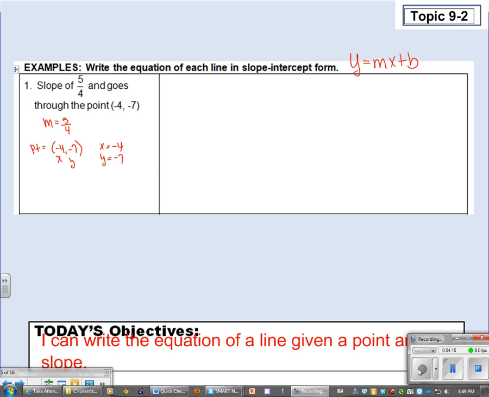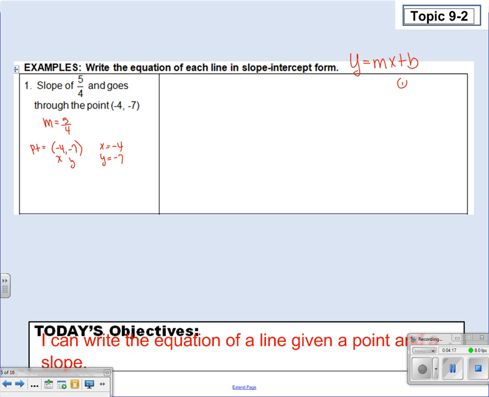Recall from our previous lesson that our first step is to substitute your point and the slope into y equals mx plus b. So we're going to substitute in a y, an m, and an x. So I'm going to start off with y equals mx plus b, and now we'll do a substitution. Our y is -7, our m was 5/4, our x was a -4, and then plus b.